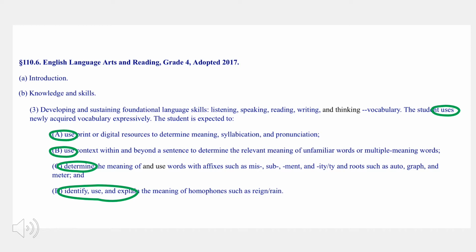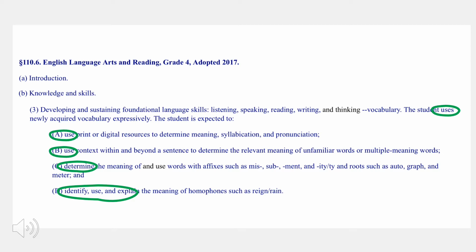Now that we've underlined everything in pink, we are going to go on to the context. Now, the context is the details specific to any lesson. So again, the examples that the TEKS is giving us. So for A, we already know that use is the verb and the print or digital resources are the concept. Now the context is to determine the meaning, the syllabication and pronunciation. And usually it's going to be right after the concept.